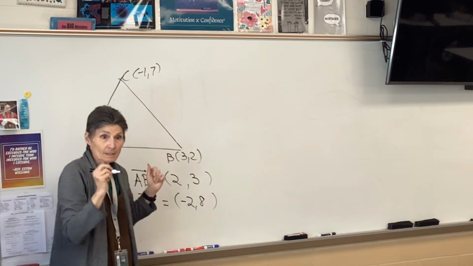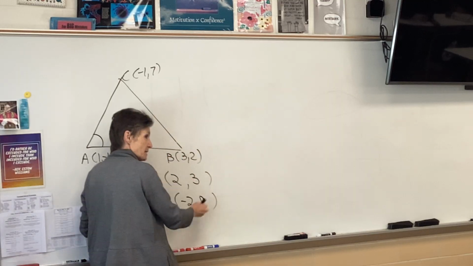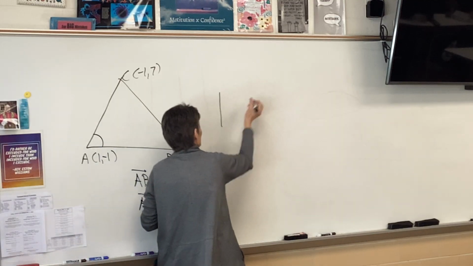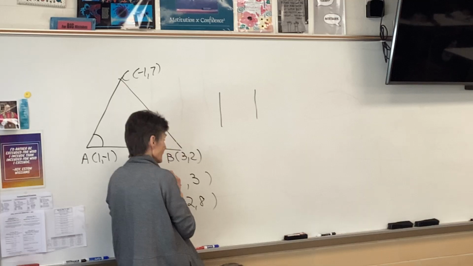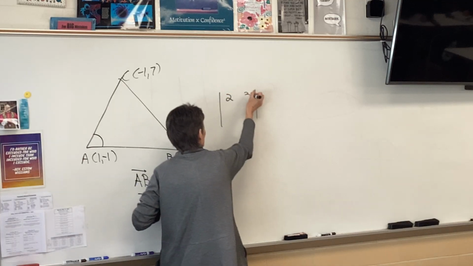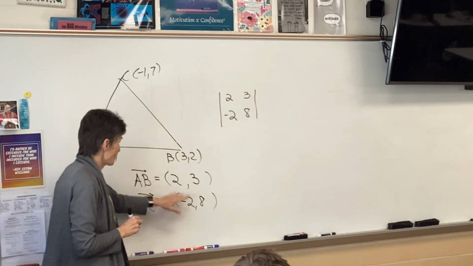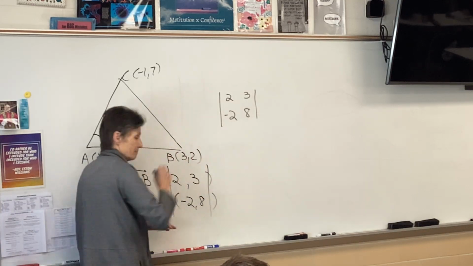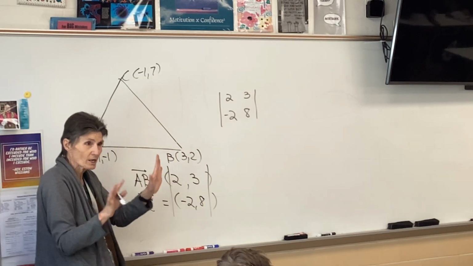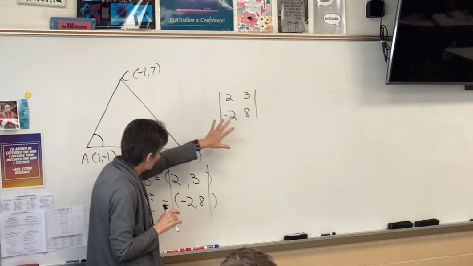Okay? Now, take these little vectors that you found and put them in a determinant. So 2, 3, -2, 8. So just like, don't move anything around, don't change anything, just put them in a determinant.